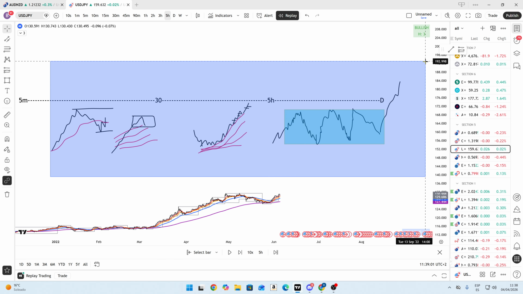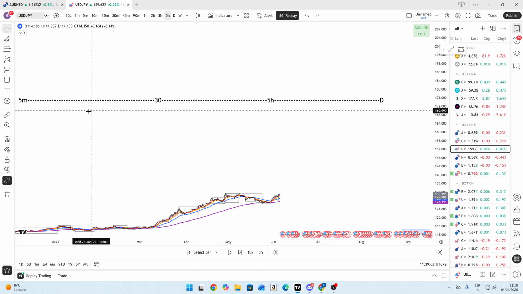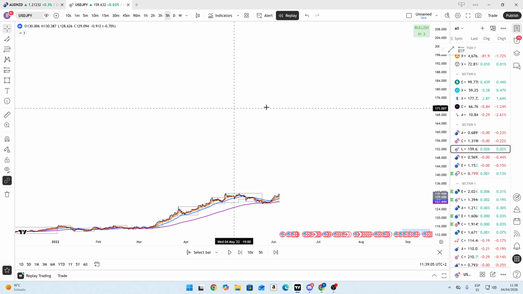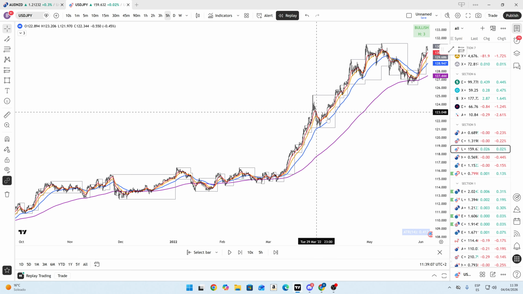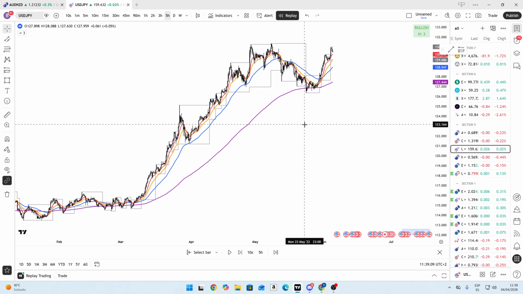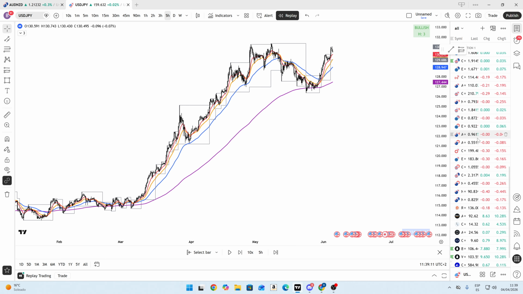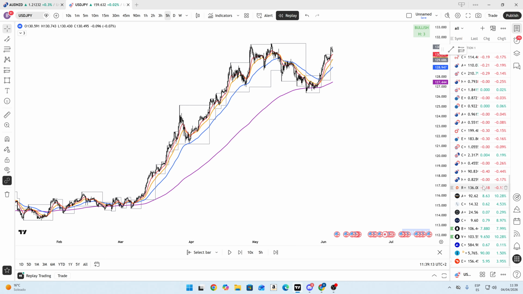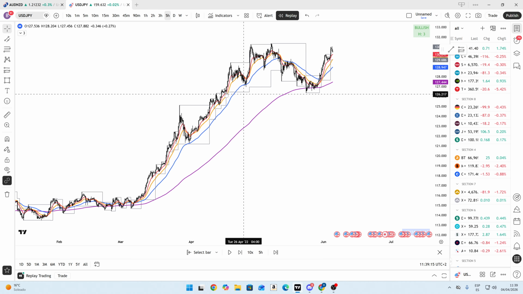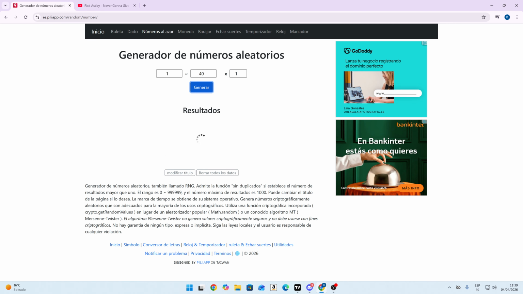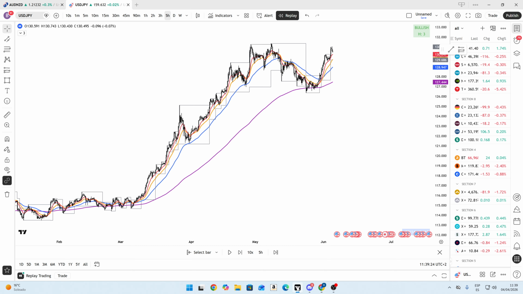We're gonna backtest the strategy. Let's start. What we will do now is I have my watch list here of random stuff. We'll go into a random number generator. I'm gonna generate a number between 1 and 40. It gives me 20, which means we're gonna use the number 20. So let's count it.